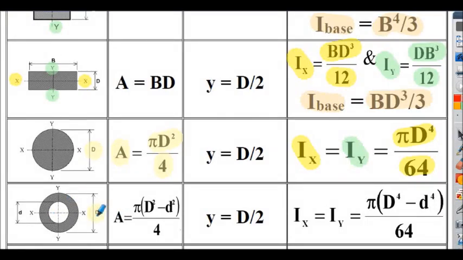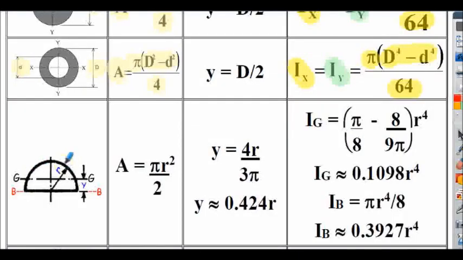We have an outside diameter uppercase D and inside diameter lowercase d. So the formula for area is pi outside the bracket, uppercase D squared minus lowercase d squared, divided by 4, and the second area moment Ix, again the same as the second area moment Iy, is equal to pi multiplied by the bracket of the outside diameter to the 4 minus the inside diameter to the 4, all divided by 64. I've also included the semicircular section.